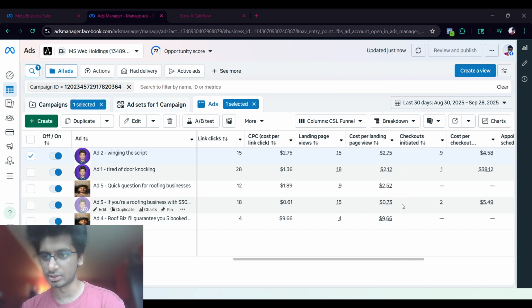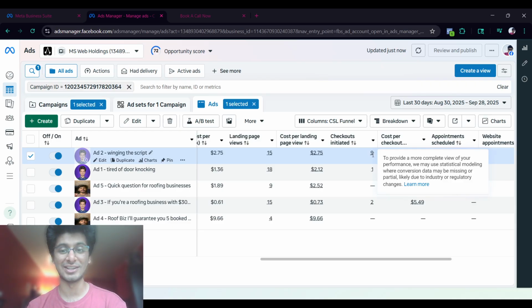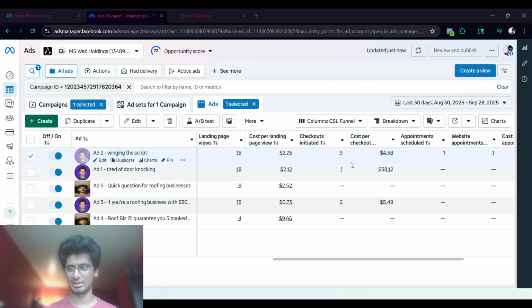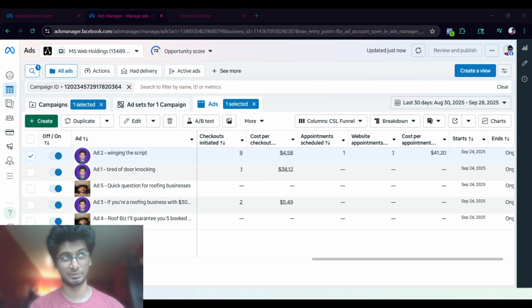Okay, which one got us the booked calls? This one got us 9 checkouts initiated, ad number 2, and then also booked an appointment. So that's 1 in 9, which is an 11.1 repeating percent conversion rate. Interesting. Cost per appointment $41, which is really good.